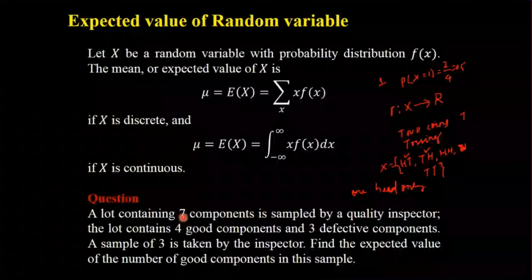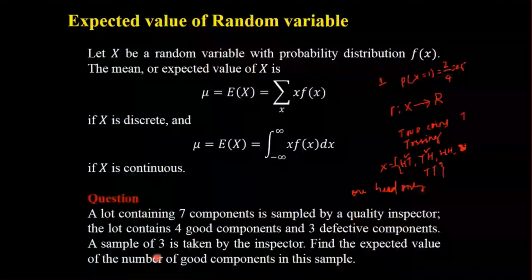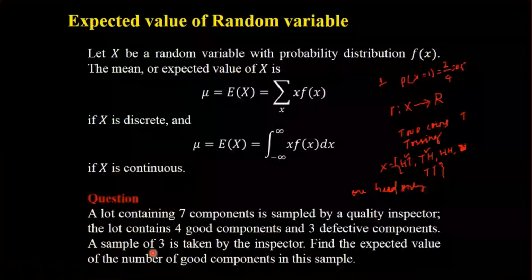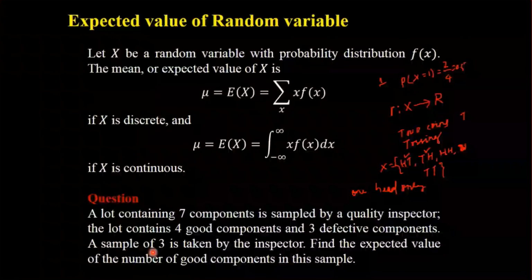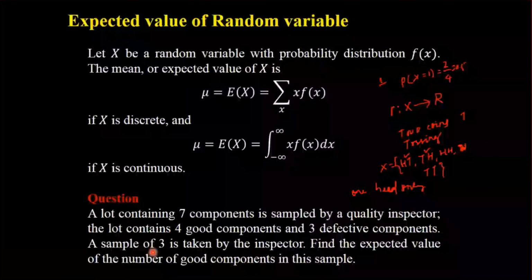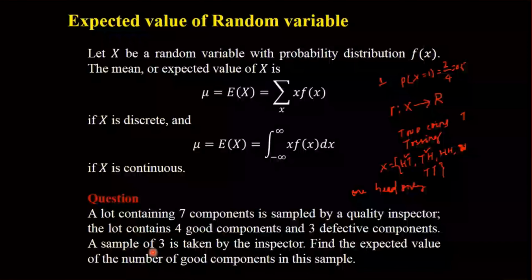From the population, 3 he has taken, and we are investigating the expected value of the number of good components. Out of the 3 which he is picking, what is the expected value of the number of good components in that sample? That we are going to see.